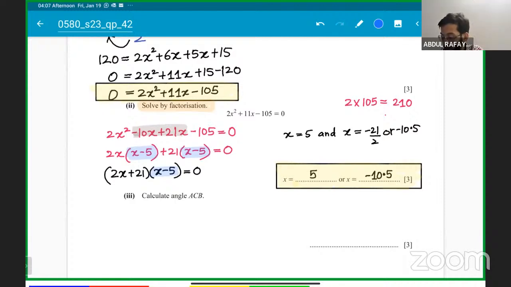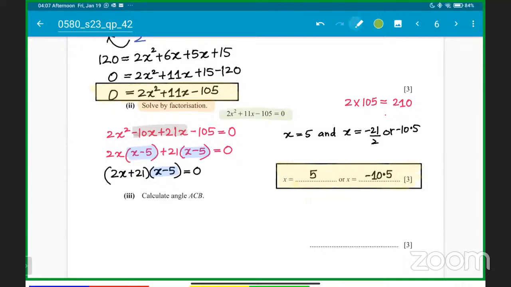No. Two answers will come now. One answer will be 5. In a quadratic equation you can't cancel the answers. Quadratic equation means that two answers will come. Whenever you have a squared number, it means that two answers will come. And that is why 2x squared plus 11x minus 105 will give us two answers, that is 5 and negative 10.5. Okay.